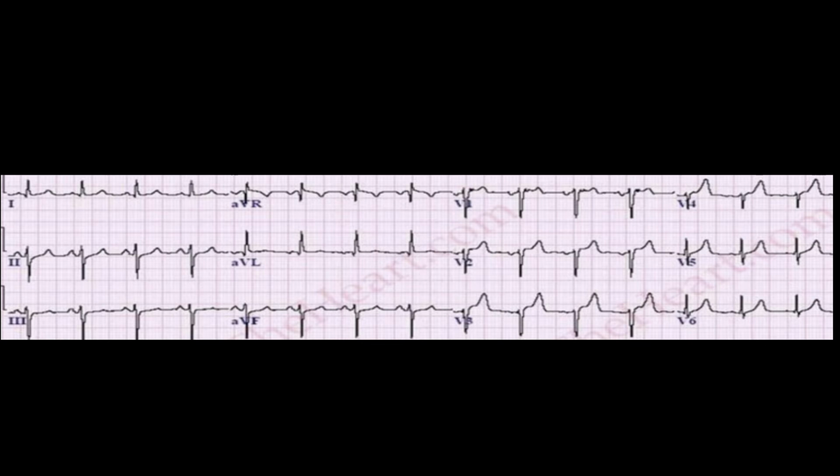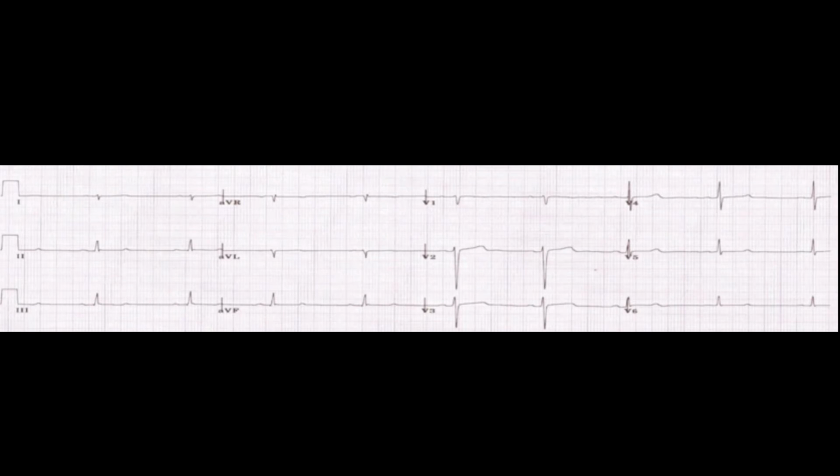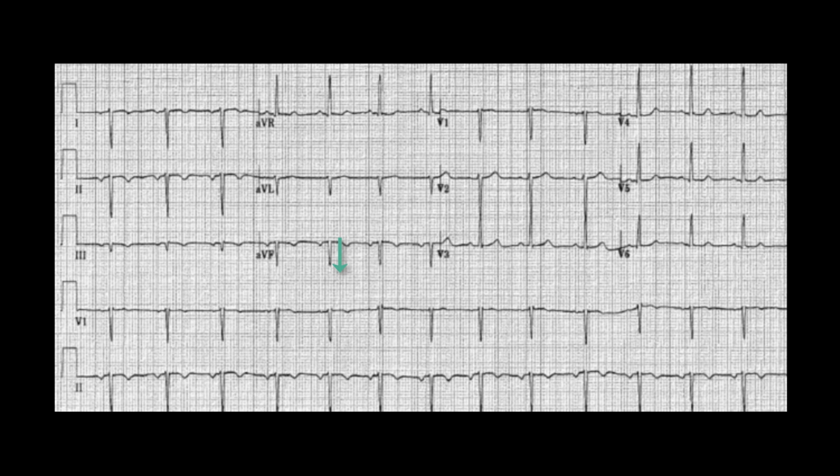Likewise, if lead 1 is positive and AVF is negative, we would say that this is left axis deviation. Now, if lead 1 is negative in its deflection and AVF is positive in its deflection, then we would say this is right axis deviation. And lastly, if lead 1 and AVF are both negative deflection, then we would say this is extreme right axis deviation or extreme left axis deviation.